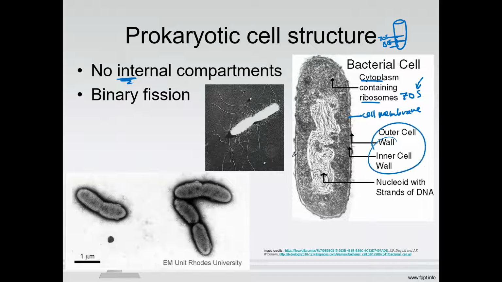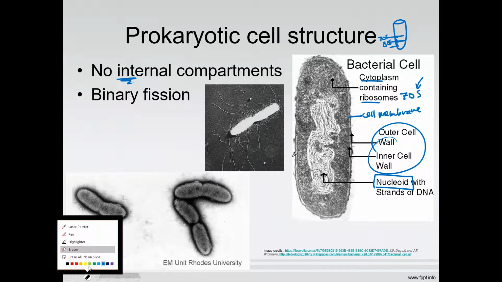There are cell walls. Most bacteria have cell walls made of peptidoglycan. It's different from plant cell walls. It's different from fungus cell walls. And then they have a nucleoid, not a nucleus, but a nucleoid. And the nucleoid is simply the part of the cell that has the DNA. There is no membrane surrounding it. It's just where the DNA happens to be. We're going to call where the DNA is the nucleoid.